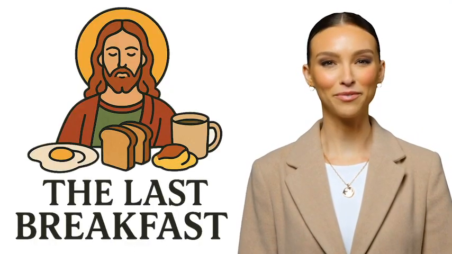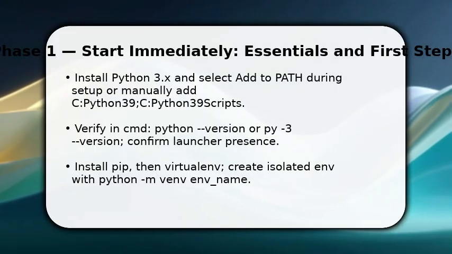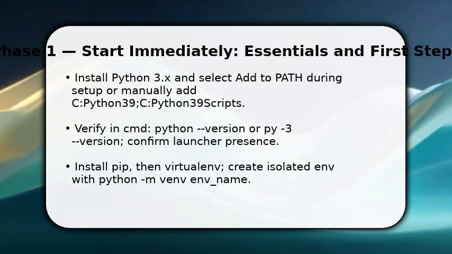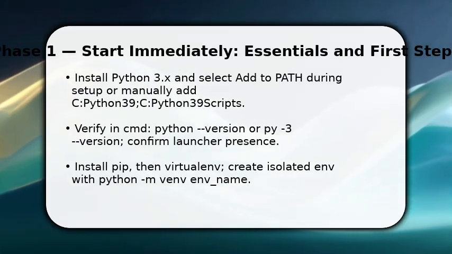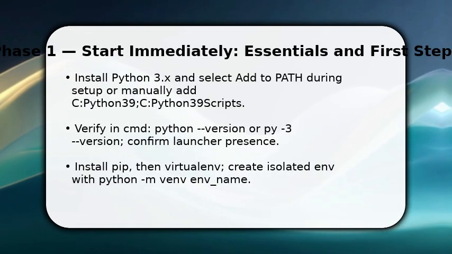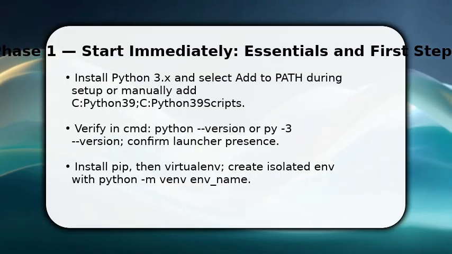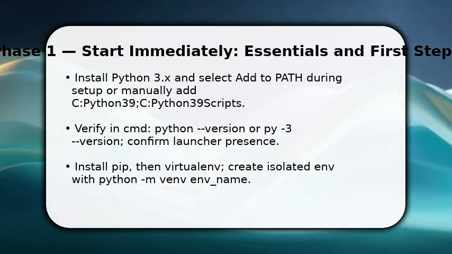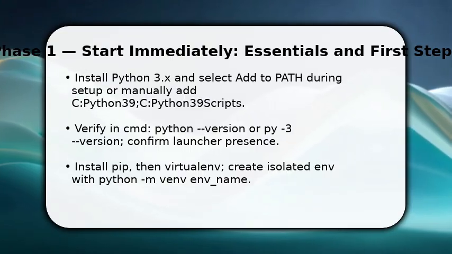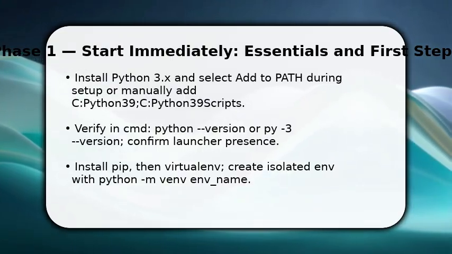Please enjoy the video. You start by ensuring Python and the launcher are reachable from CMD. Open an elevated installer or modify PATH. Make sure /Python39 and Scripts are included so CMD finds Python. Once done, verify with python --version or py -3 --version and confirm pip works.